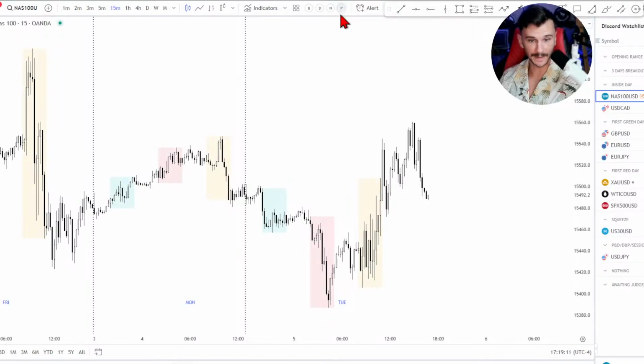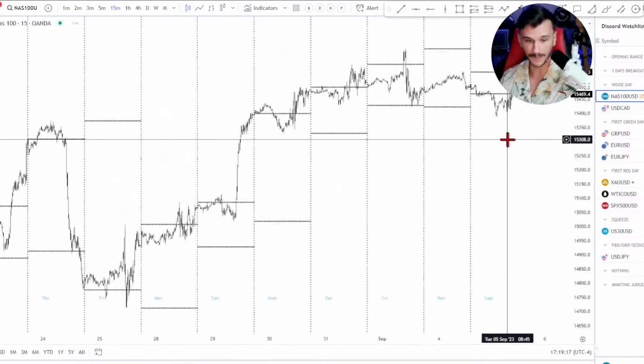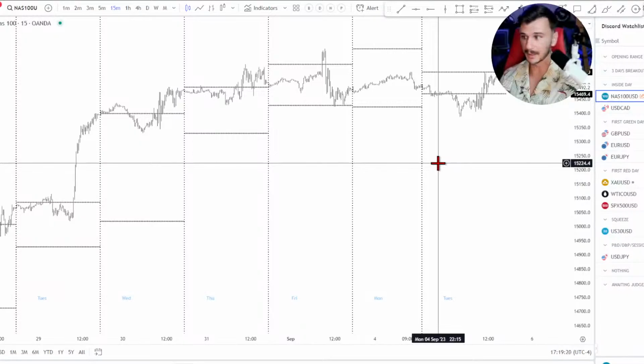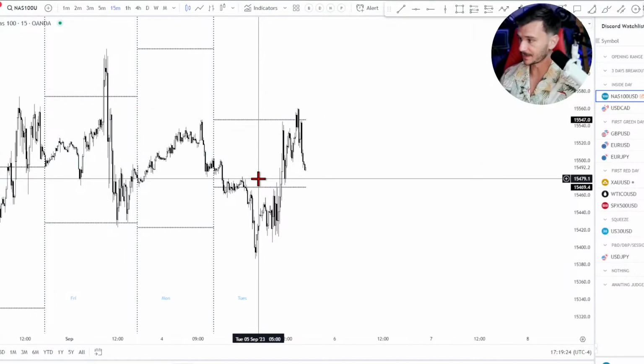I'm going to throw up my previous day's levels. I did some rearranging of my indicators and stuff, making it a little bit more plain for myself, getting things dialed in and a bit more clean with my charts. Always trying to improve, as always.